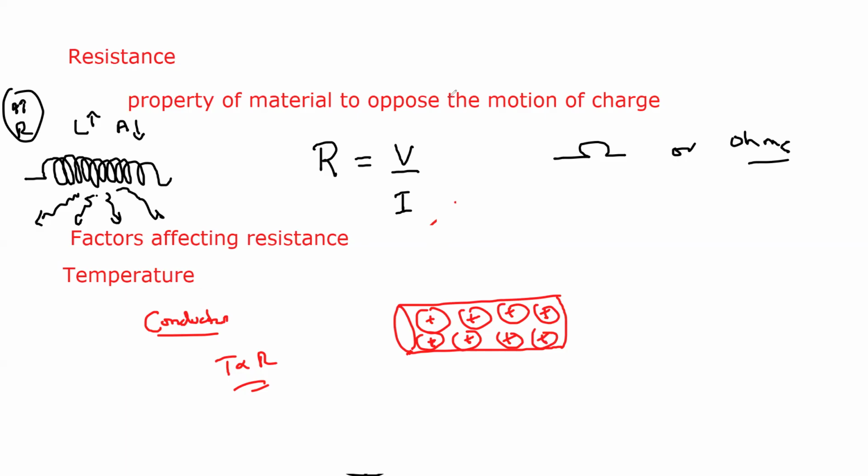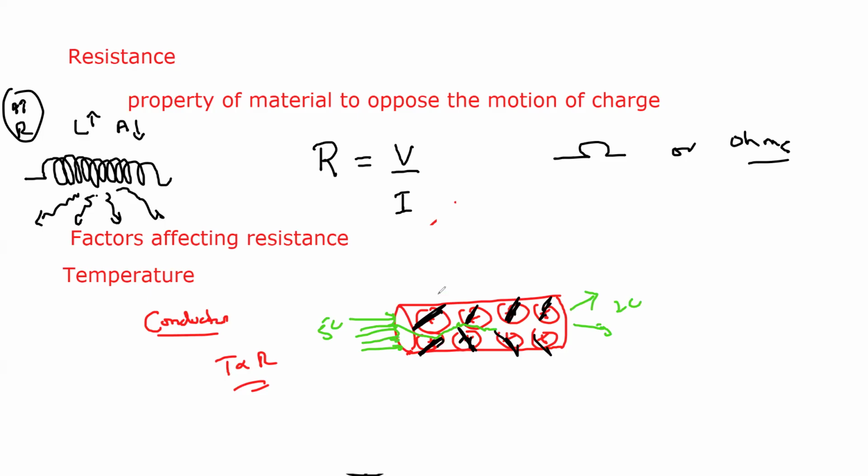When we increase the temperature, the lattice vibration increases. This positive ion lattice will move at a higher speed. As a result, when the lattice vibration increases, the particles which are flowing find it difficult to move. So maybe 5 charges enter, but out of 5, only 2 are able to move out.